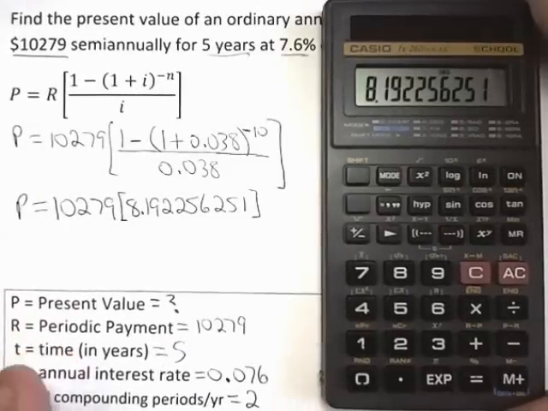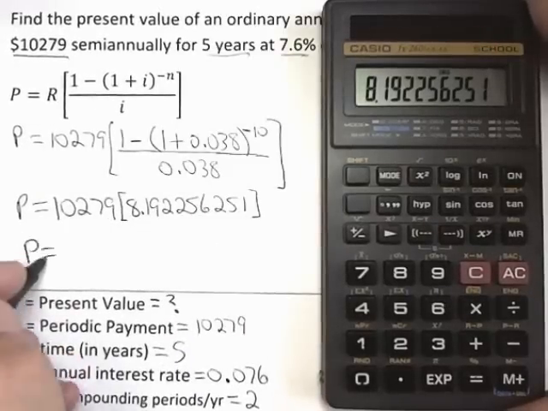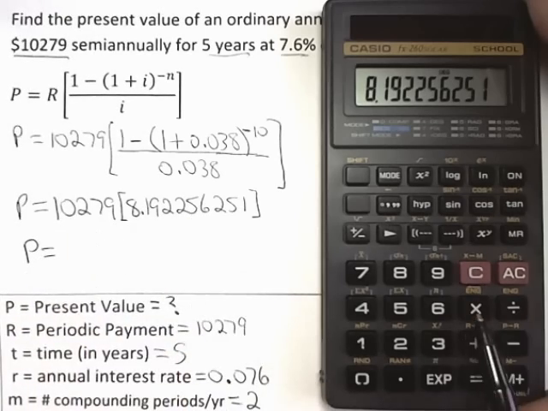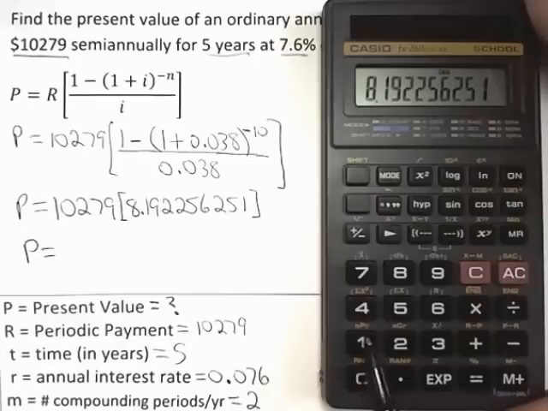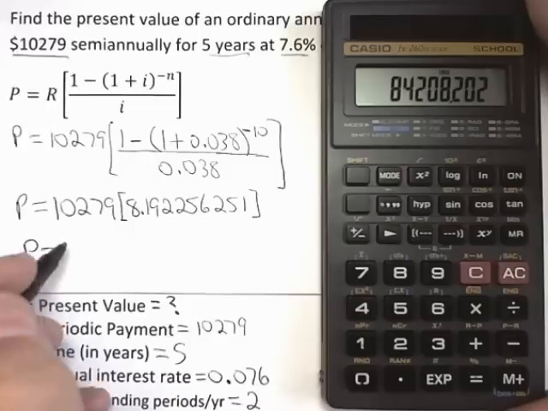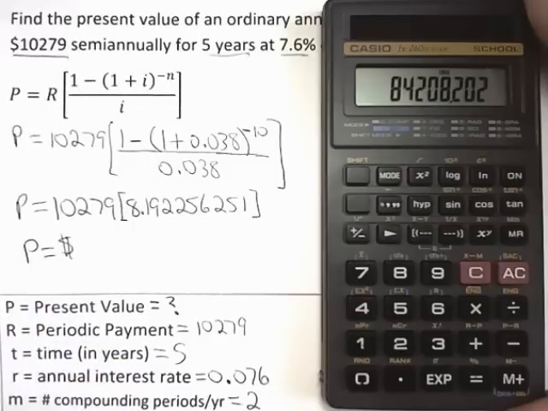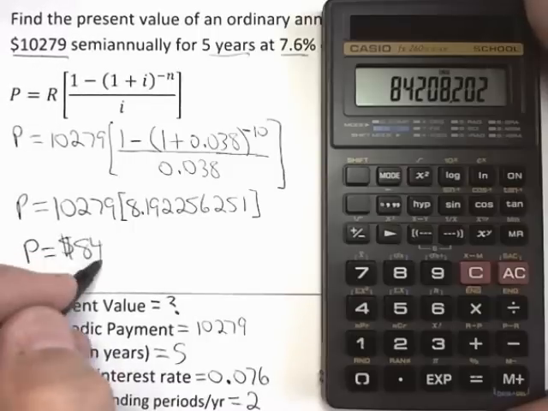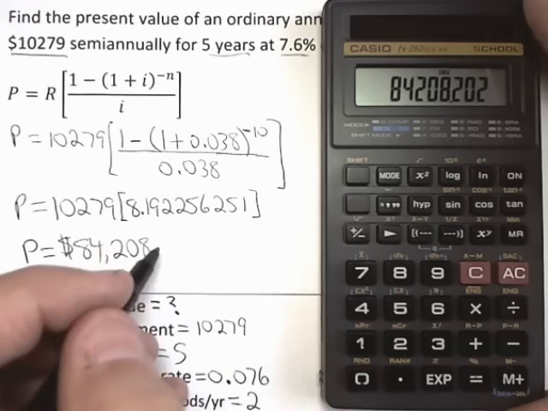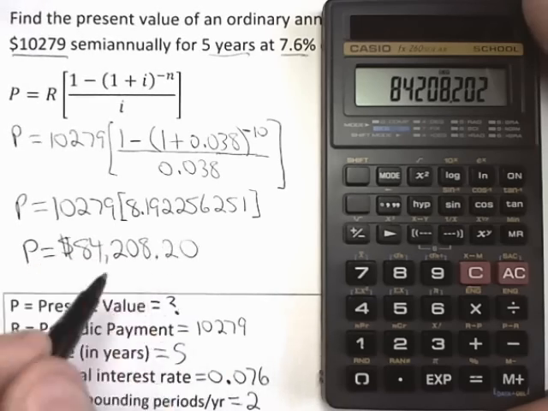And so we're done when we do that multiplication. So the present value is the product of this number and this number. That number is already in the display, so I hit times 10279 equals. So the present value of this ordinary annuity is $84,208.20.